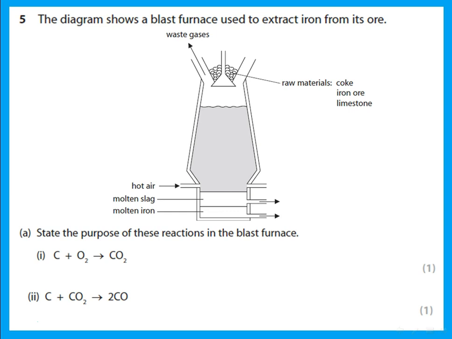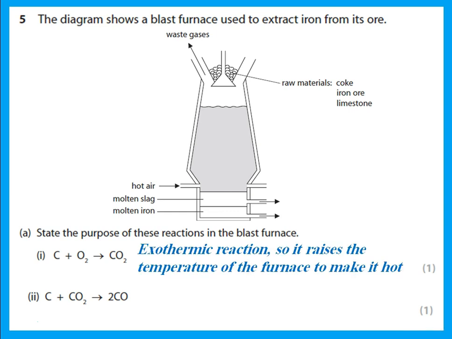So what happens is the first reaction is carbon plus oxygen to give carbon dioxide. And he's saying what is the purpose of this reaction. So when this happens in the blast furnace, you should realize that this is an exothermic reaction. So it helps to raise the temperature of the furnace, so it makes the furnace hot.